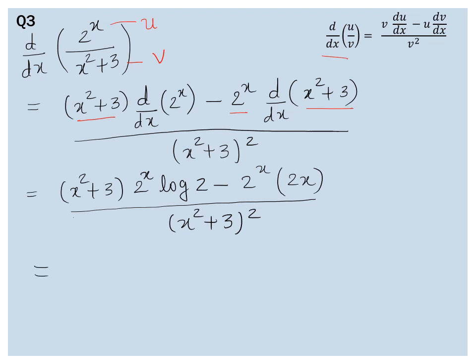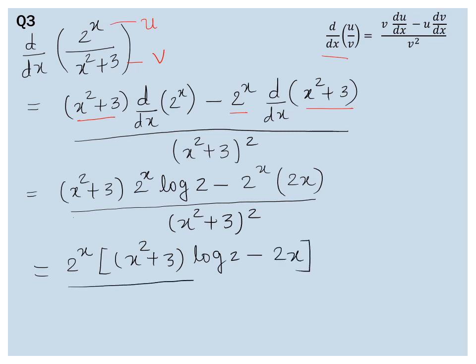Then this is equal to, taking 2 to the power x common, we get in the first term x square plus 3 into log 2, minus in the second term 2x is left, and this is whole divided by x square plus 3 the whole square.